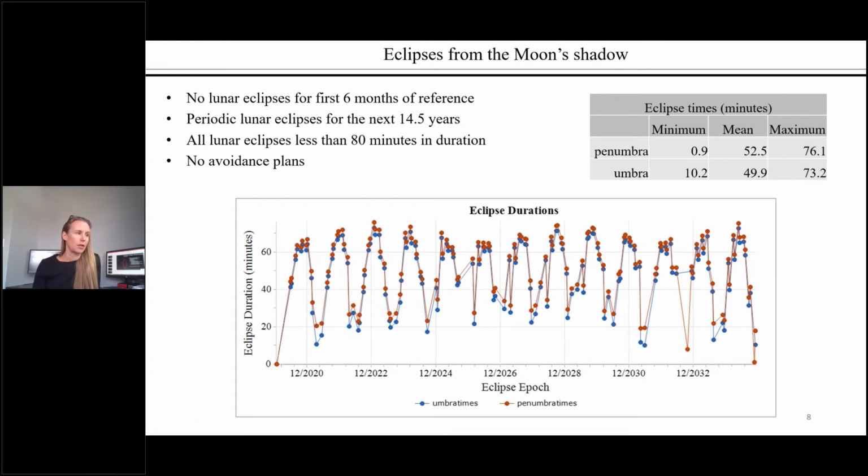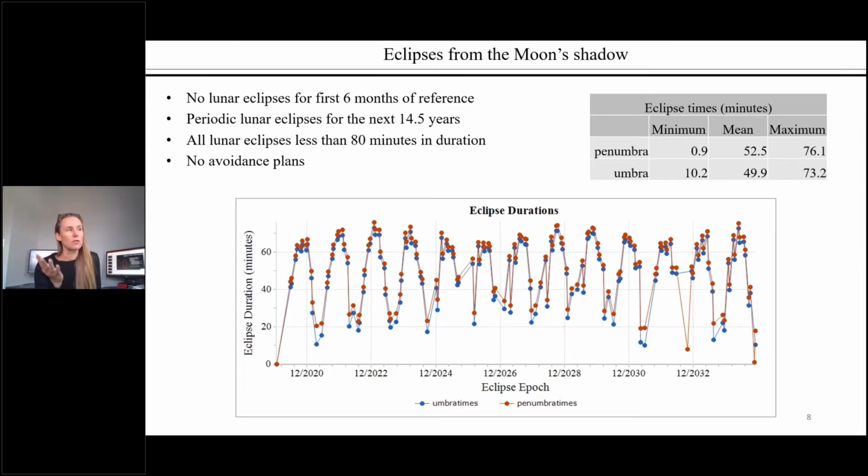So we don't have any plans to do any maneuvers or special things to avoid these eclipses from the Moon's shadow. They're just not long enough for us to be too concerned about. Anyway, I'll give another shout out to FreeFlyer here. FreeFlyer will compute these eclipse durations for you, so you don't have to write special scripts to do it. So that made this a pretty quick analysis for me.